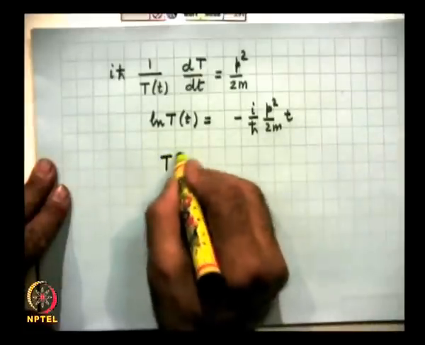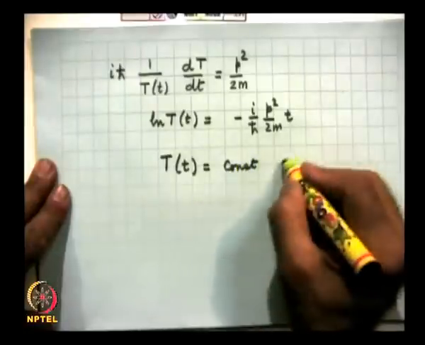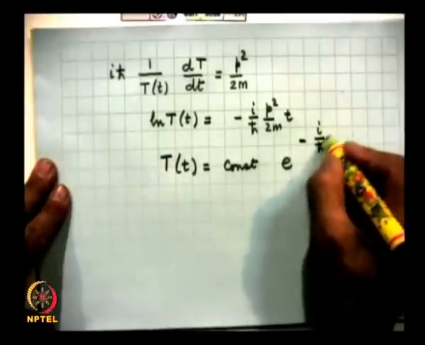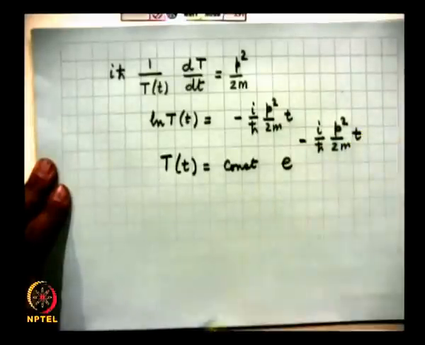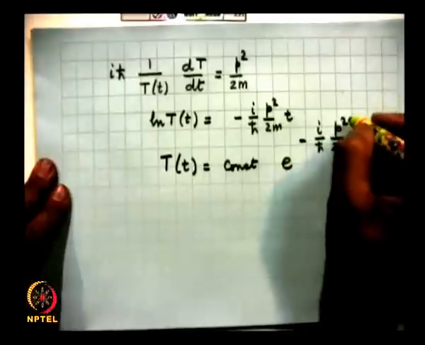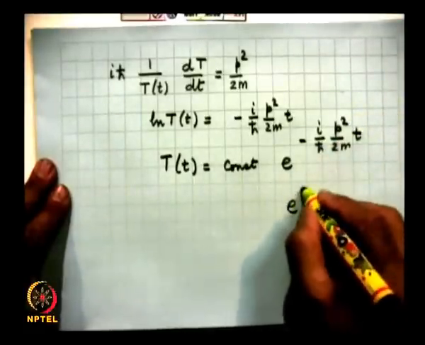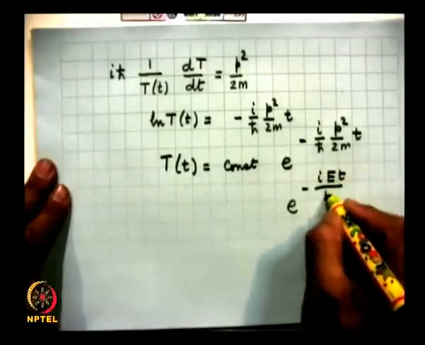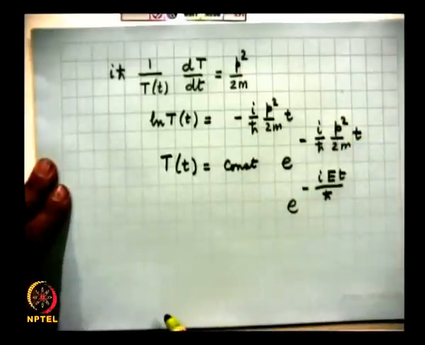So, T of t is a constant times e to the power of minus i by h cross p square by 2m into t. This quantity is also sometimes written as E. So, therefore, I can write this down as minus i E t by h cross, where E here and p here are numbers. m is of course the mass of the particle.